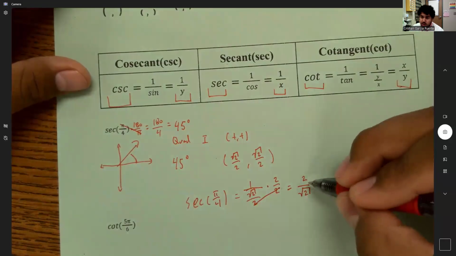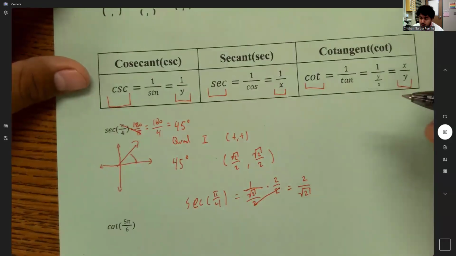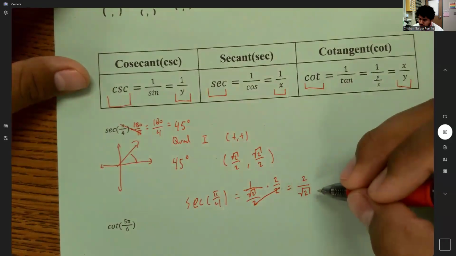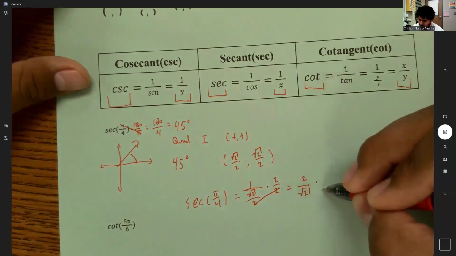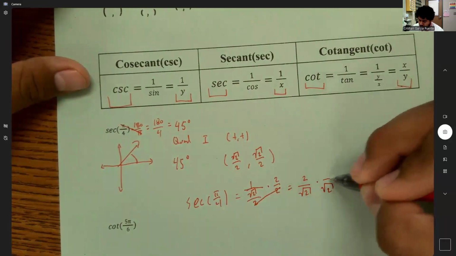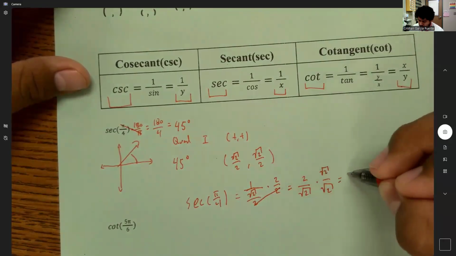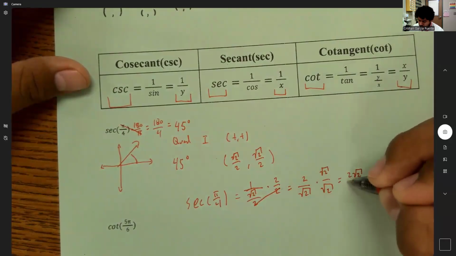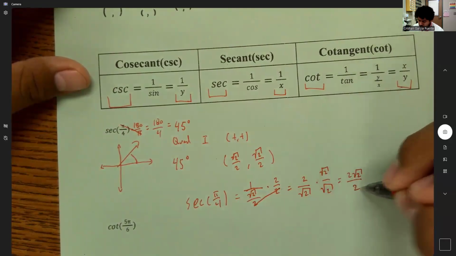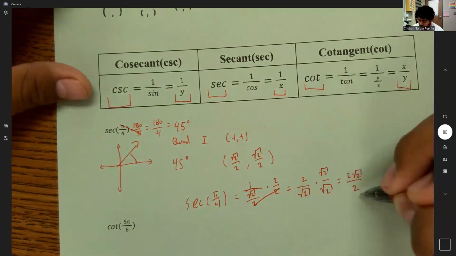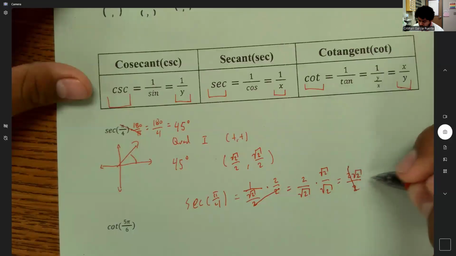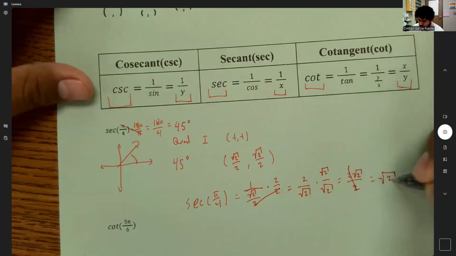Now, we don't want square roots on the bottom of our fractions. So what we're going to do is multiply both the top and the bottom by root 2. On the top, 2 times root 2 is just 2 root 2. And on the bottom, root 2 times root 2 is just 2. We got 2 on the top and the bottom, so those just cancel, and you're just left with root 2, and you're done.